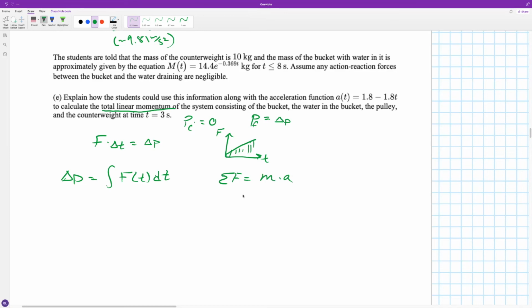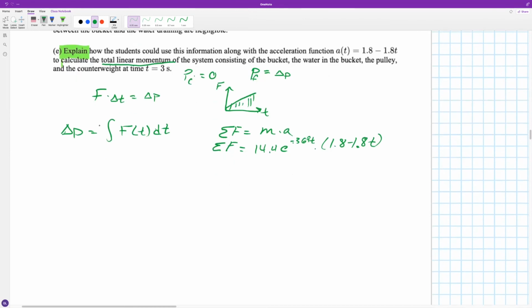Now here we have to recognize that the mass and the acceleration are not constant. The acceleration here was given to us in a previous question, and the mass was given to us here as an equation, e to the negative 3.369 t. The acceleration is going to be 1.8 minus 1.8 t. Now ultimately what I am doing here is deriving, and this action verb is explain. So all we really have to do is just explain. We don't actually have to do this calculation or carry it out.